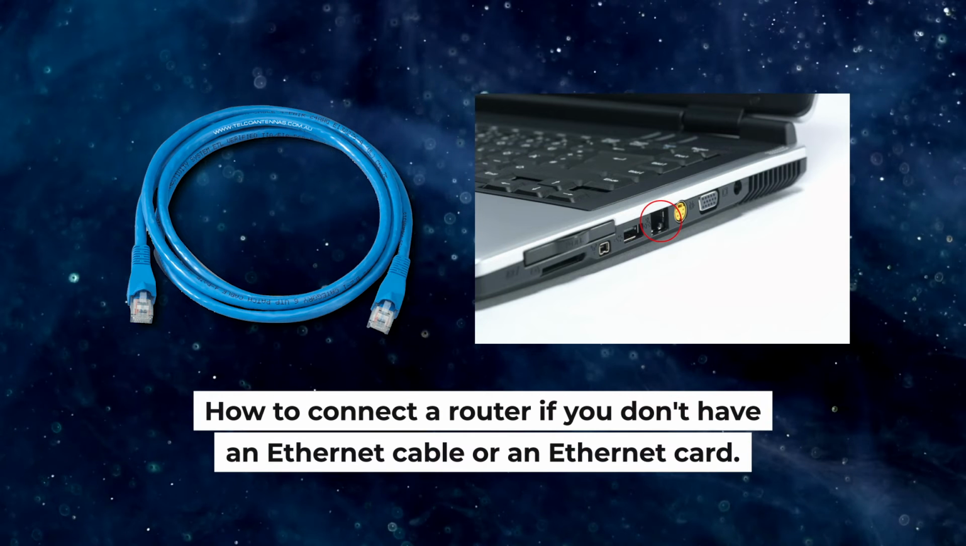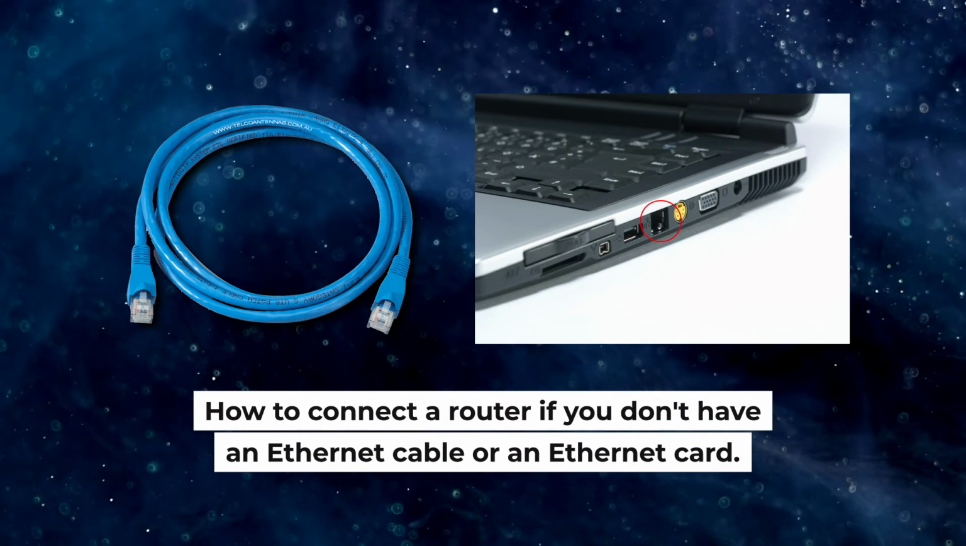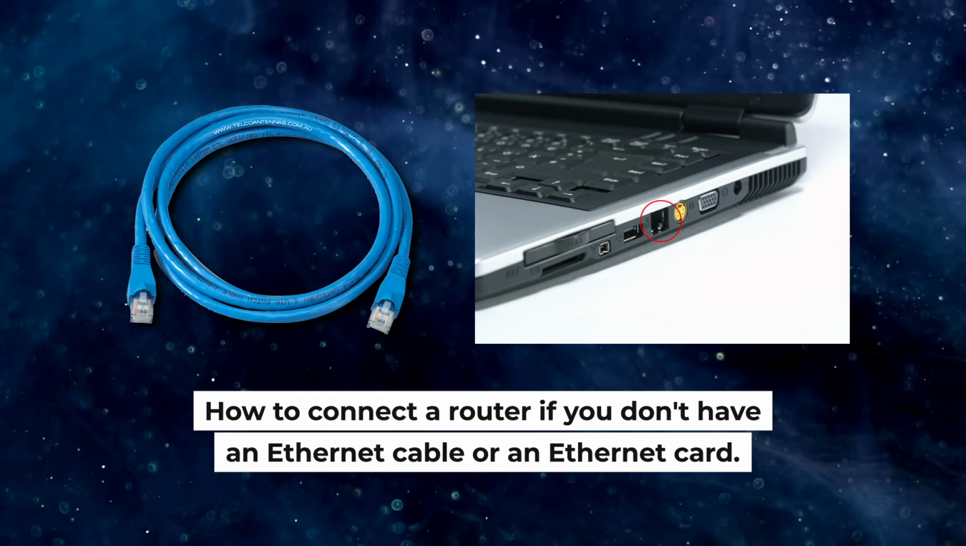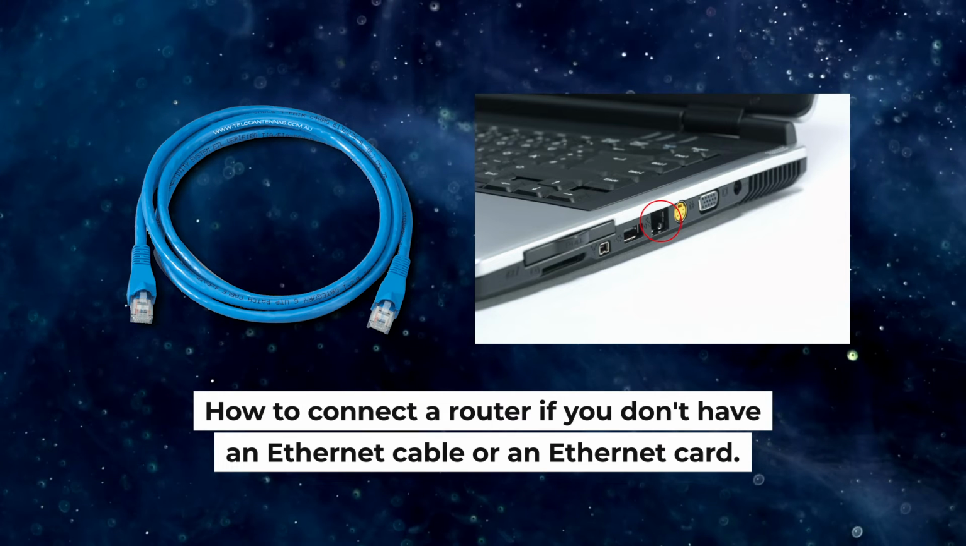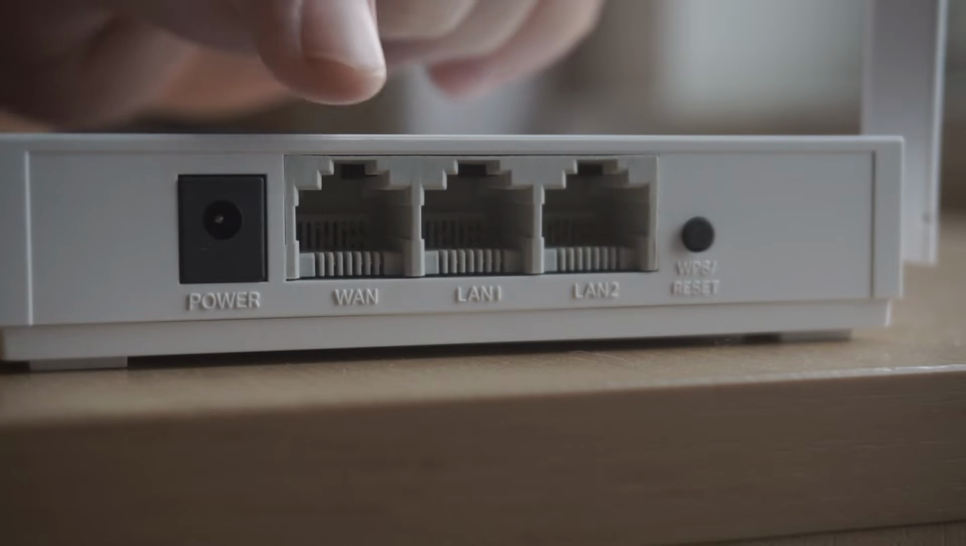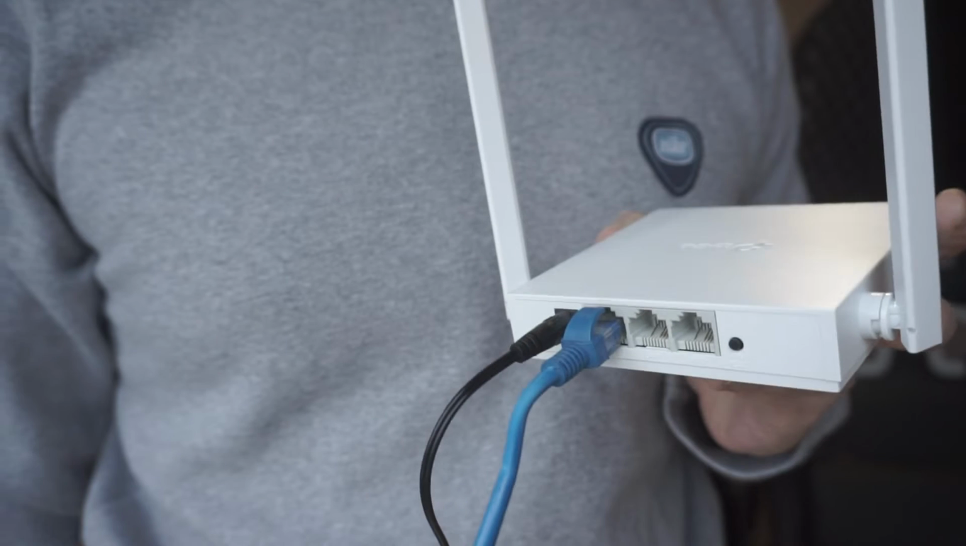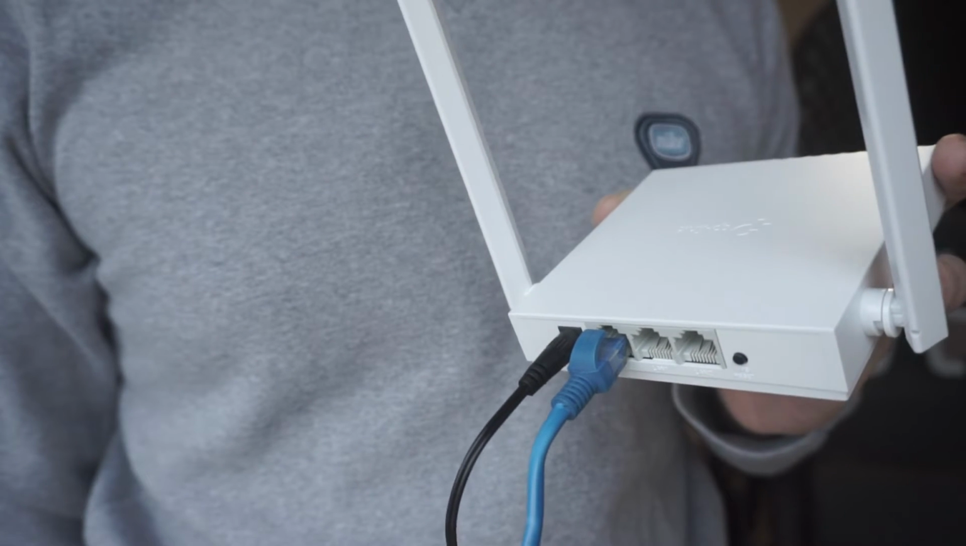Great, we connected the router to your computer, now you need to set it up. But first, I will show you another method how you can connect the router if you do not have an Ethernet cable or your computer does not have an Ethernet port. All you need to do is connect the router with the power adapter and the cable of your internet provider.